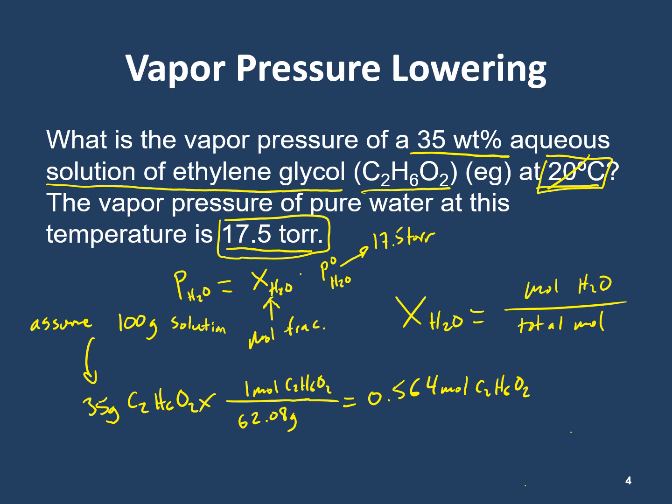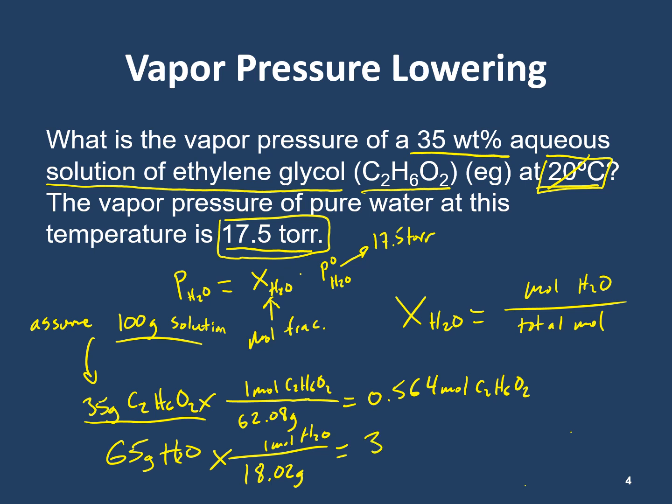I also need the moles of water. So I need the grams of water. And water is my solvent. So if I have 35 grams of this, then I have 65 grams of water in the system because the total mass of the system is 100 grams, and 100 minus 35 is 65 grams. We know the molar mass of water is 18.02 grams per 1 mole, or we can calculate that. And so this gets me that I have 3.61 moles of water present in the system.